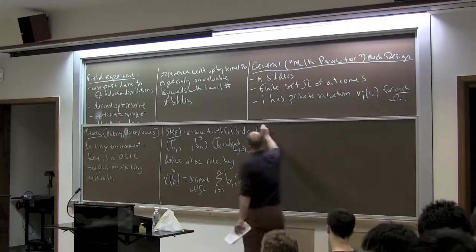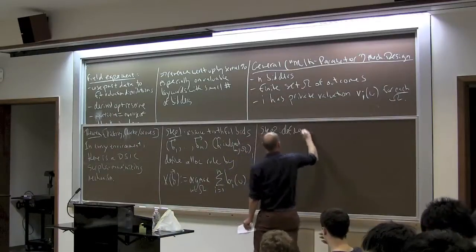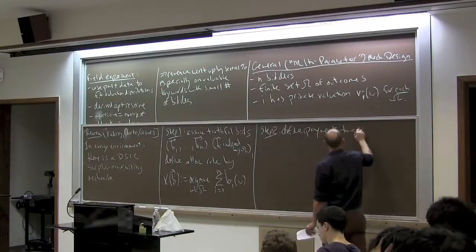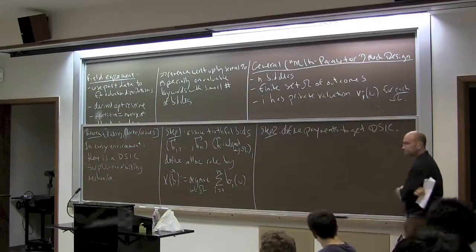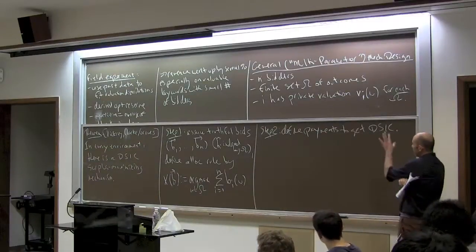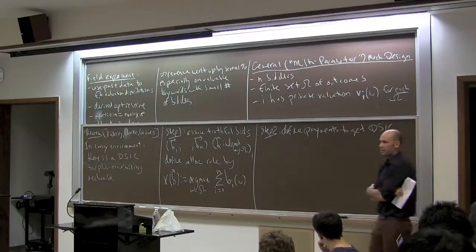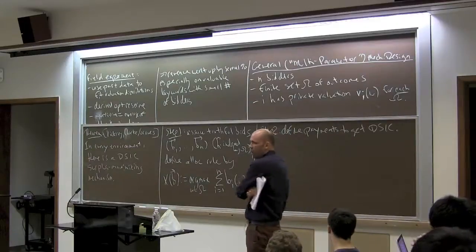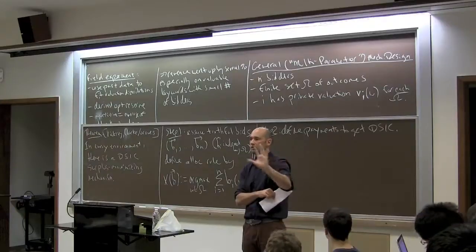Now, step two, we need to define payments to get the DSIC constraint. And this is exactly where I stopped at the end of lecture two. And then in lecture three, I gave you Myerson's lemma, which implemented step two for all of the rest of the single parameter applications we ever saw.